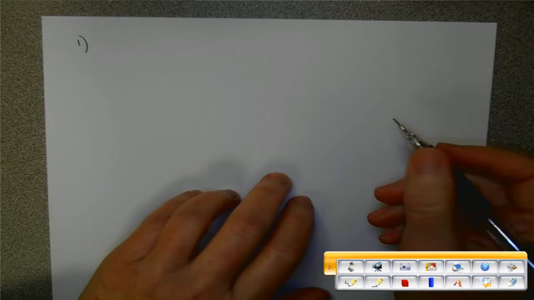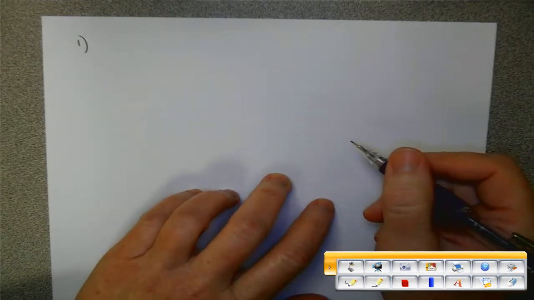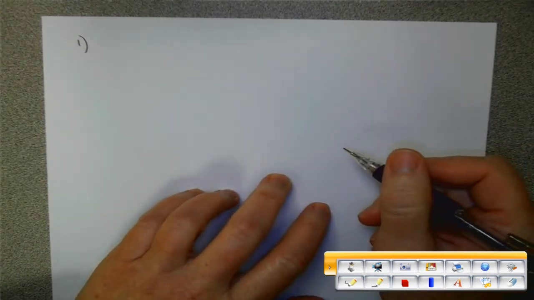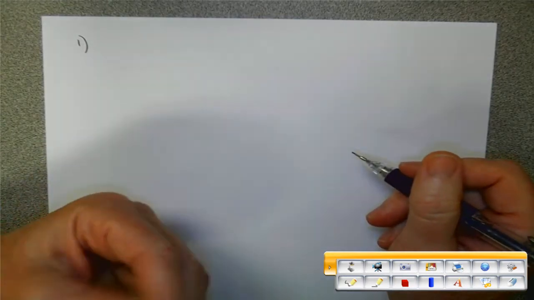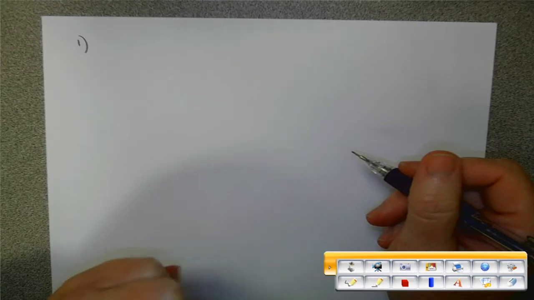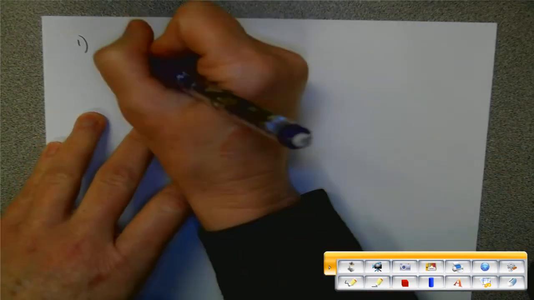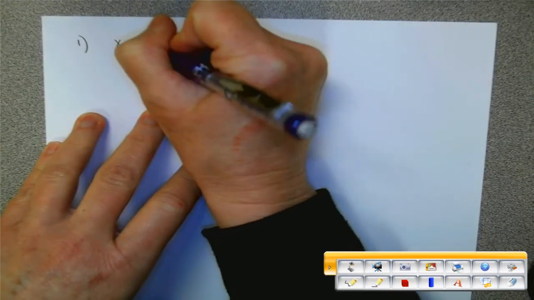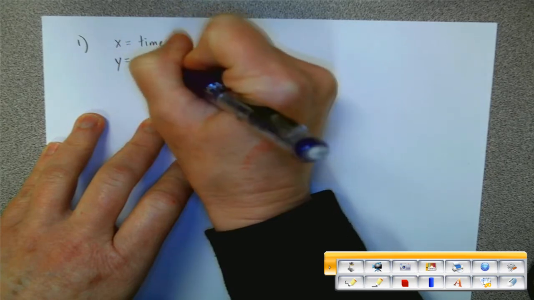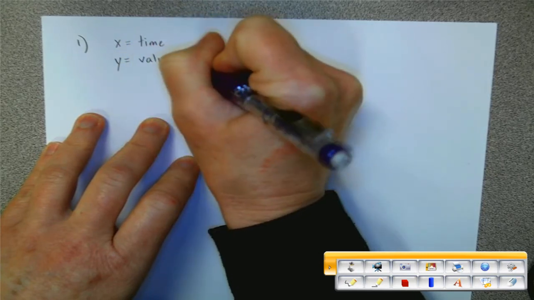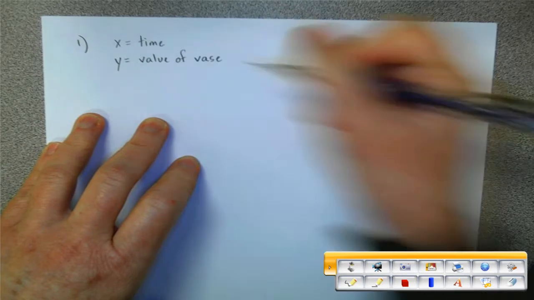done. All right. So, the first problem says the value of an antique vase in dollars increases at a rate proportional to the time. Okay. So, for me, I like using X and Y. I don't like using other variables. So, I'm going to define what X and Y stand for. So X is going to be time and Y is going to be the value of the vase. So I'm going to start by defining my variables.